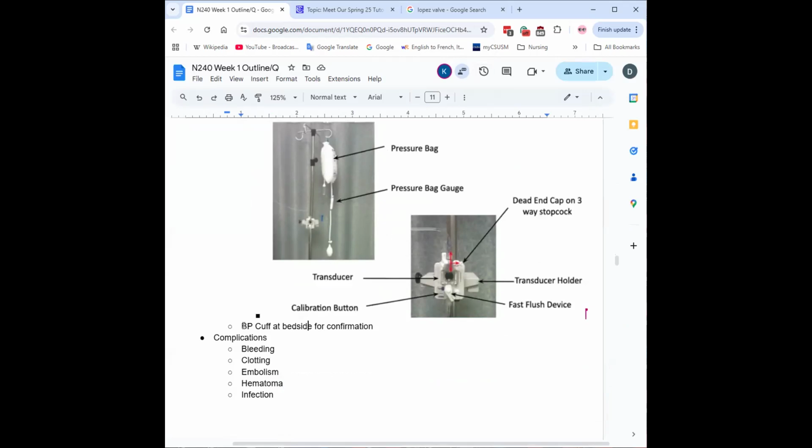Last thing would be just have a BP cuff on the bedside for confirmation in case something goes off. You're like, oh, that's a really weird number. Let me try it with the manual. But yeah, you want to have it in case of emergency so you can confirm.